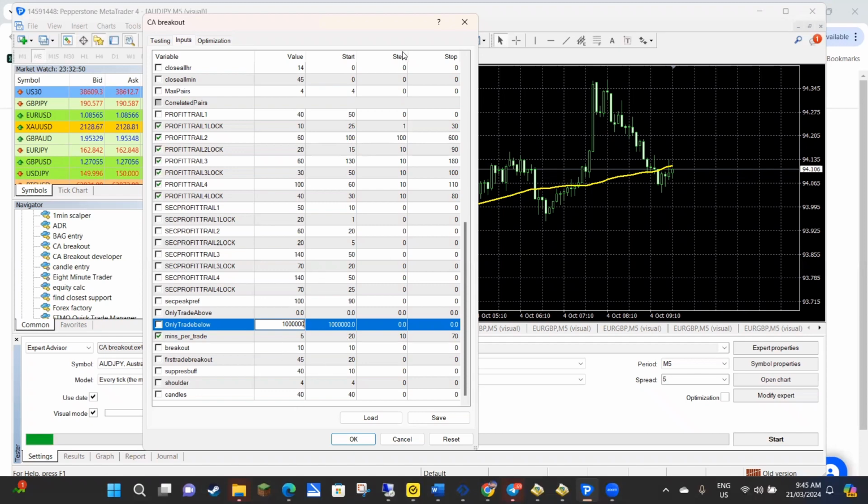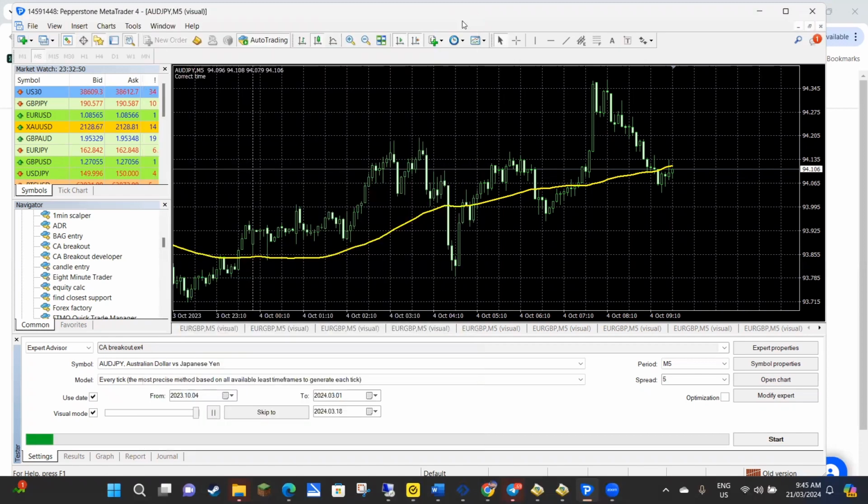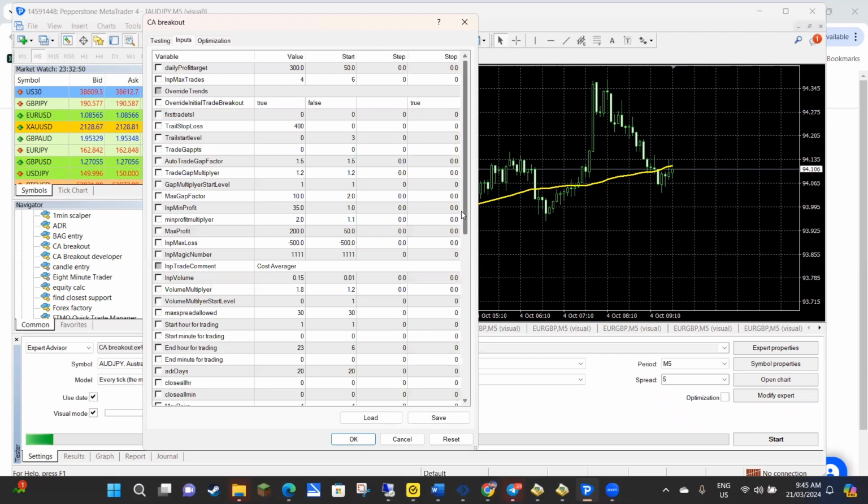All right, guys. So that's all the settings quickly. It took a bit longer than I wanted to. But I'll just do a quick display on the back tester for you. At the moment, I'll just set these so we're not overriding the trends and we're not using the first trade breakout.